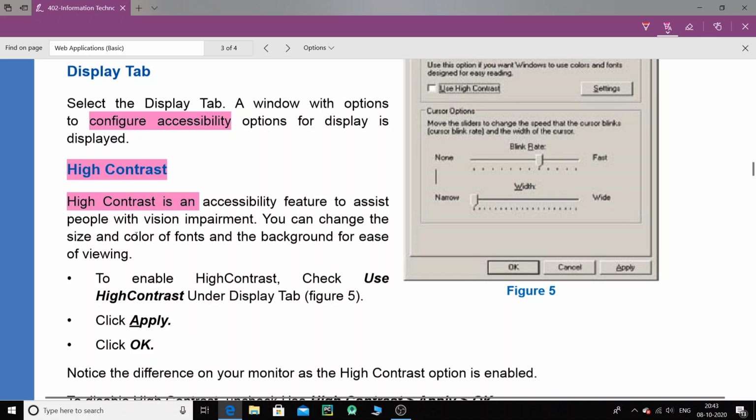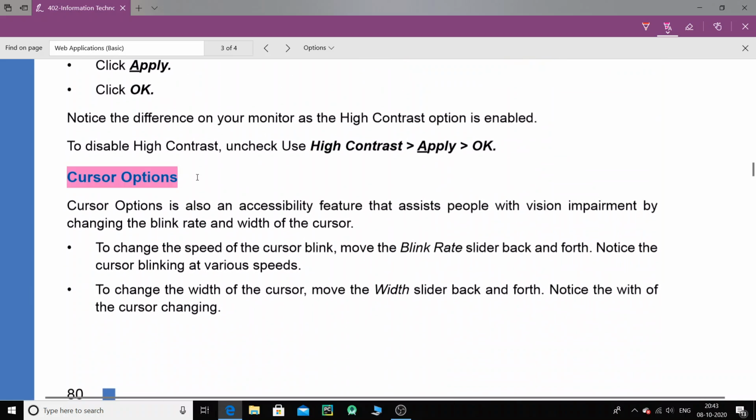So high contrast is an accessibility feature to assist people with vision impairment. Please remember this. What is the cursor option? Cursor option is also an accessibility feature that assists people with vision impairment. This is also an option for people with vision impairment, called the cursor option.